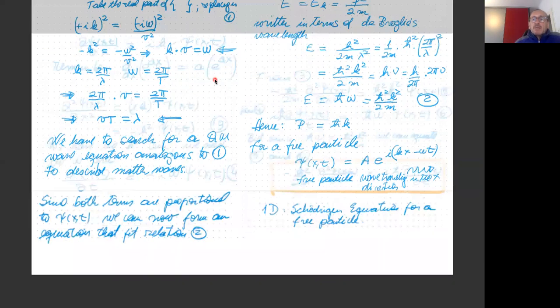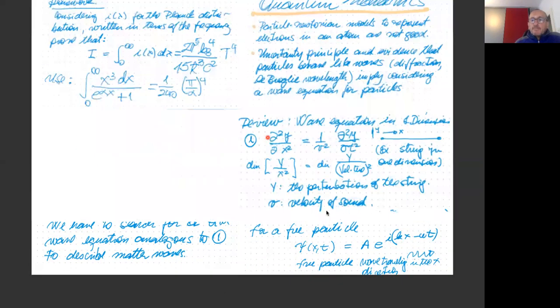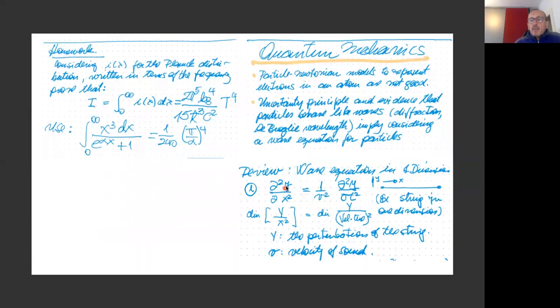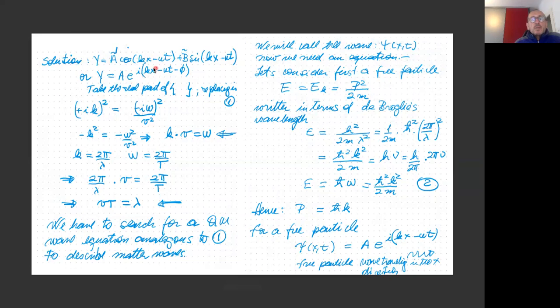I replace it here, the same as what we did before. Take the second derivative with respect to space, and take the second derivative with respect to time and divide it by v squared. That's what I did here. The second derivative with respect to space is (ik) squared, which is equal to the second derivative with respect to time, (iω) squared, divided by v squared.